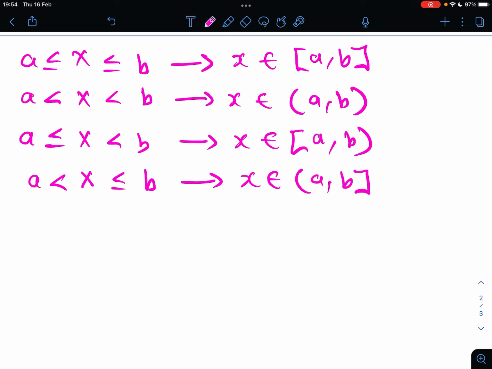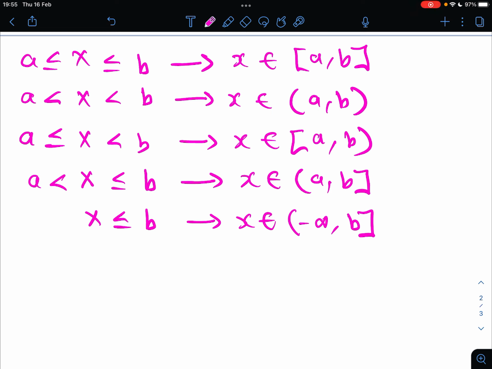What about half intervals like this one? So how would you interpret in interval notation x less than or equal to b? You see that? So x less than or equal to b simply means that x can take all elements from negative infinity to b, where for b now, since there is a less than or equal to, we use a square bracket. You see that?